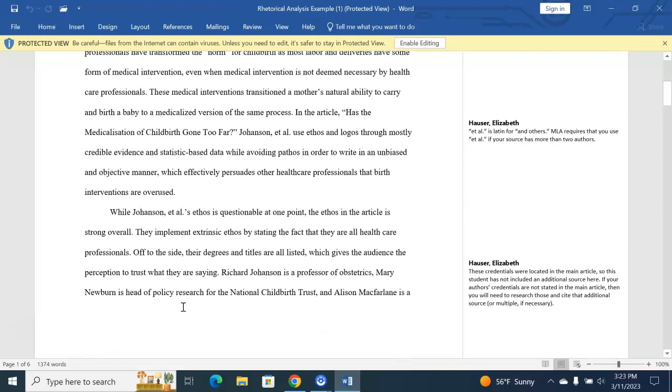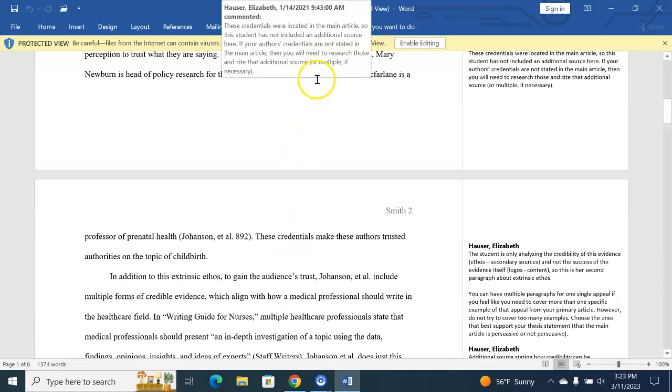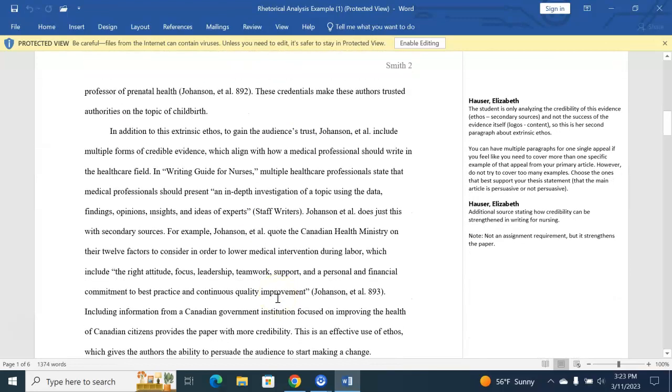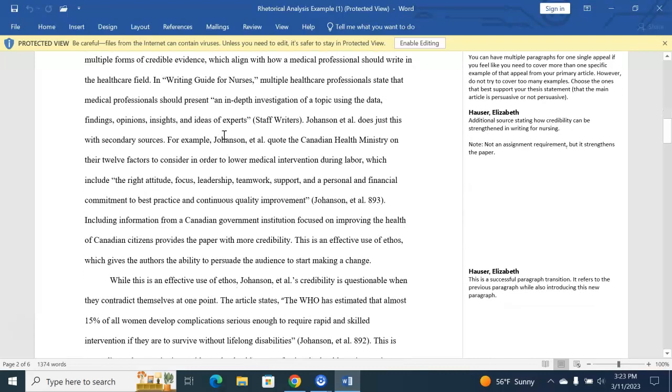Okay? So then we have the first paragraph touching on ethos. And that's important because we talked about ethos first in our thesis statement. So we have ethos addressed in this paragraph. We have ethos then addressed in a second paragraph. And you can see that this particular author calls out the difference between intrinsic and extrinsic ethos.